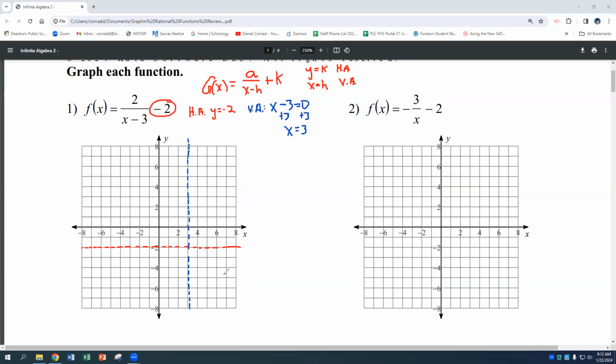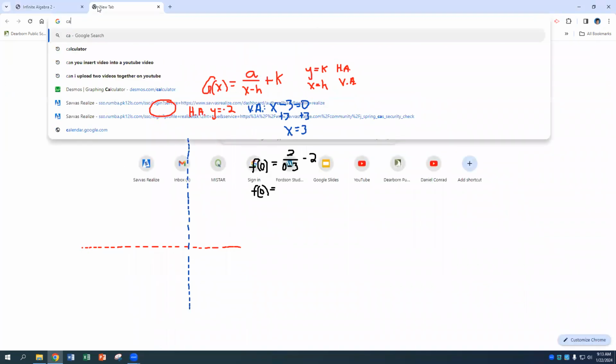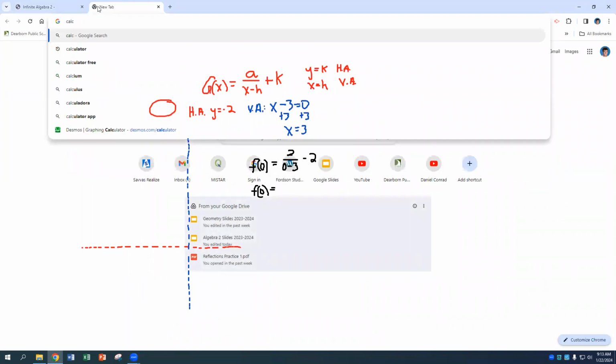And then what I like to do is just substitute in a point. I'm going to pick 0. So I'm going to say f of 0 equals 2 over 0 minus 3, minus 2. I can just use a basic calculator because I'm not going to be able to use my graphing calculator on the quiz.